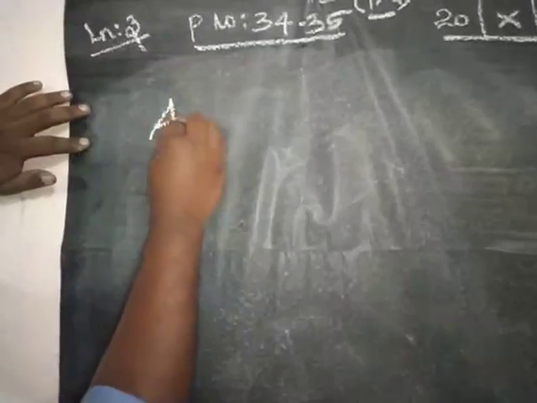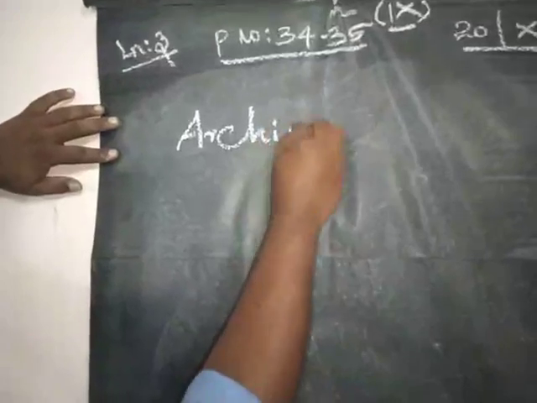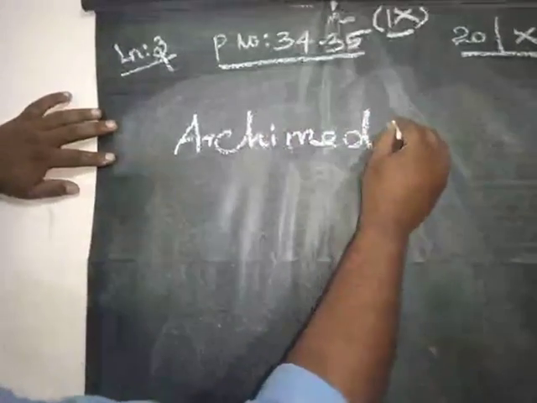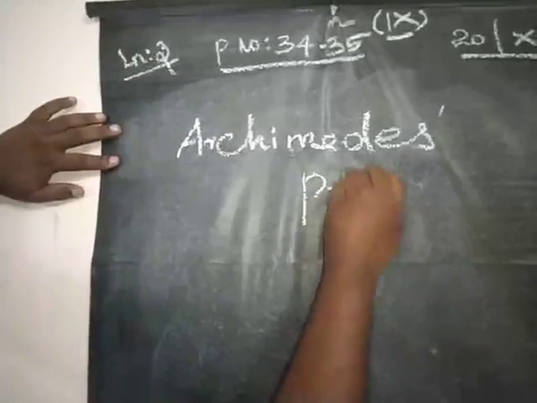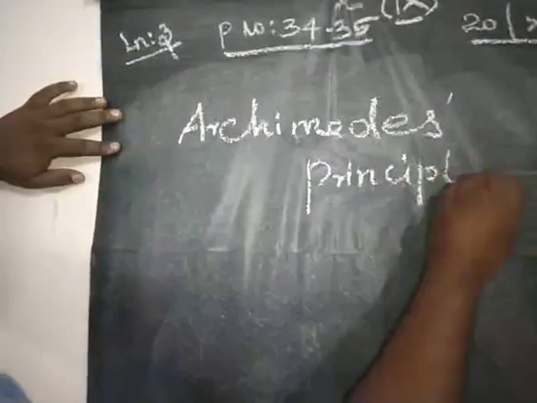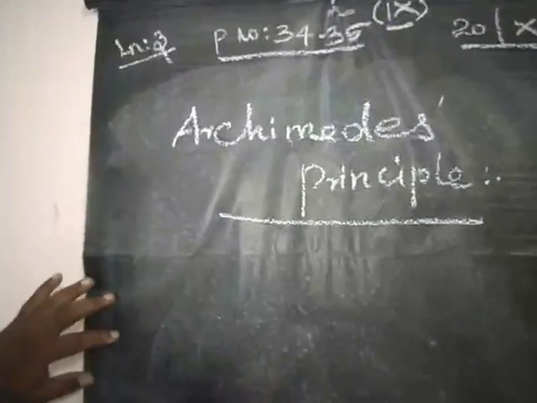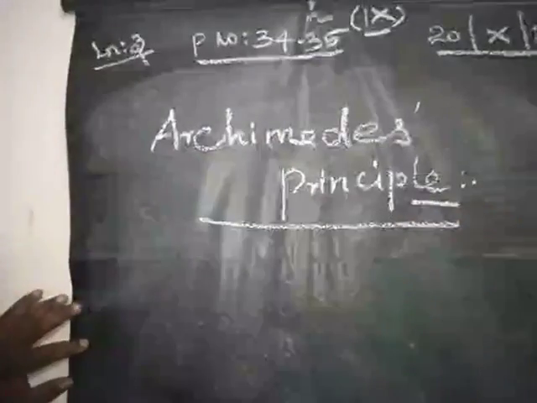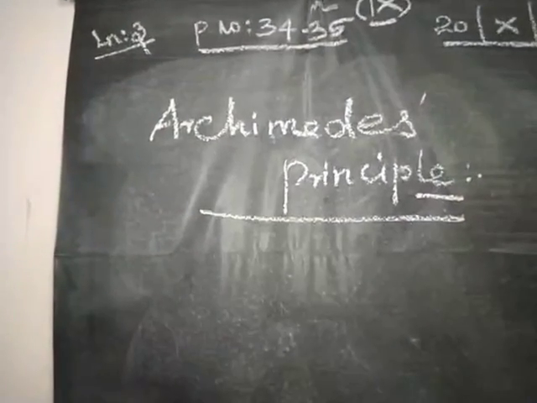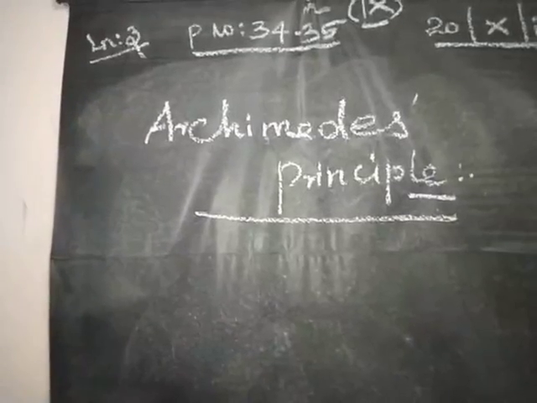Next one, Archimedes principle. Instead of principal, we may write principle. What is the meaning of principal? Who is the head of the institution? That person is called the principal. So, Archimedes principle.